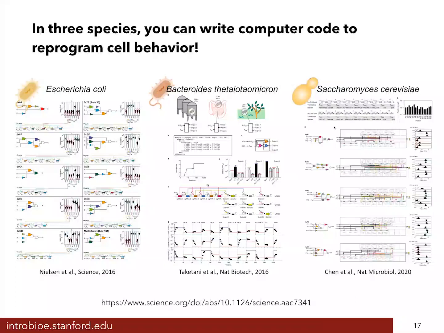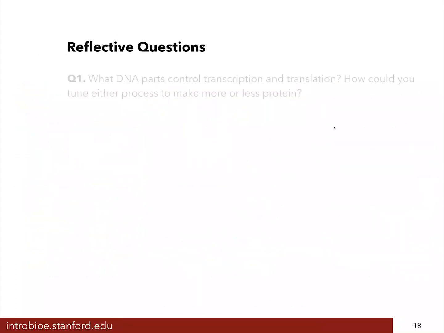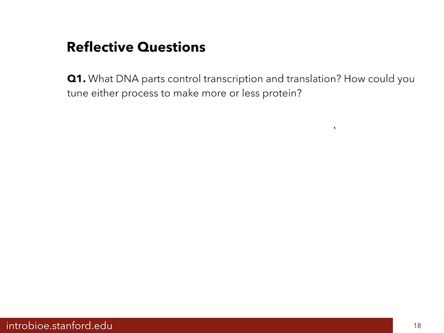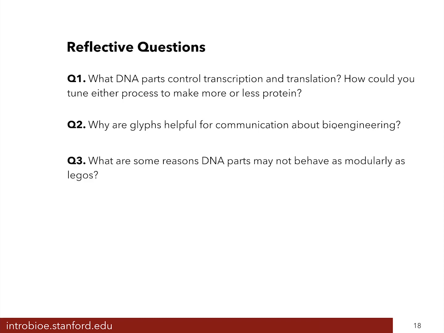Okay, so our reflective questions for the week are: what DNA parts control transcription and translation? What did we talk about that gives you the ability to tune transcription and translation? How would you manipulate DNA in order to get more or less protein being made? Why are glyphs helpful for communication about bioengineering? And then what are some reasons DNA parts may not behave as modularly as Legos? And then I'd love you to think about what you would design a cell to do if you could design it to do anything.